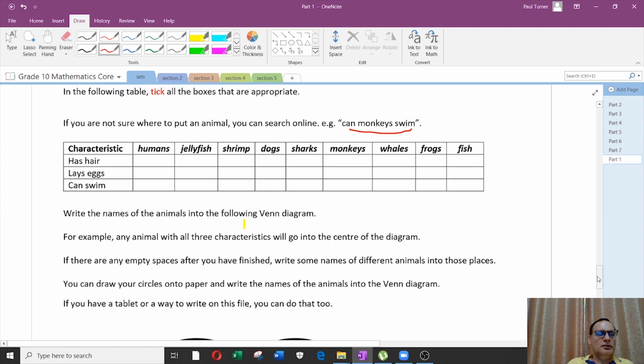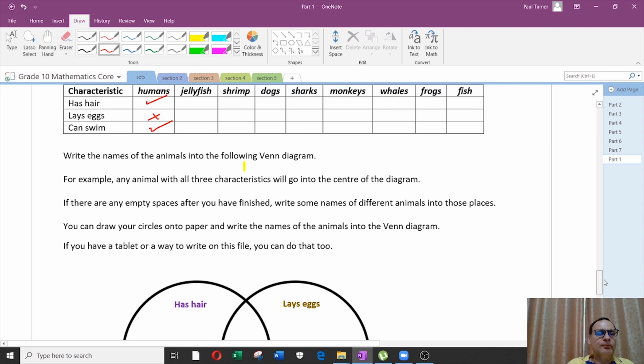Okay, well, let's do the humans. So humans have hair because they're mammals. Do they lay eggs? No. And I would say most humans can swim. We can learn to swim, no problem. So these two would be ticked, but they don't lay eggs. So where are you going to put humans in the Venn diagram?